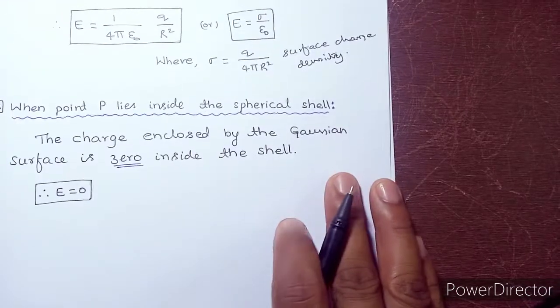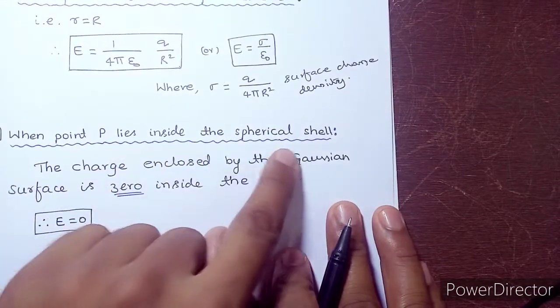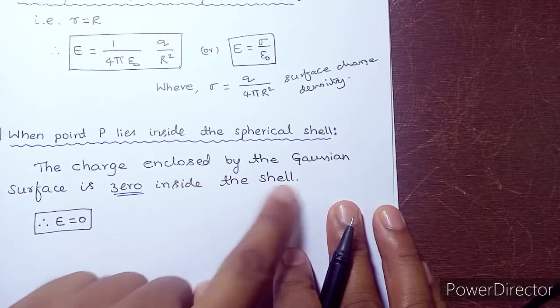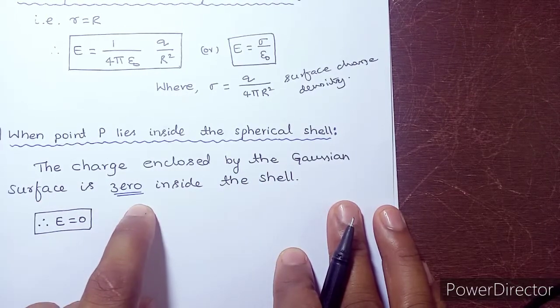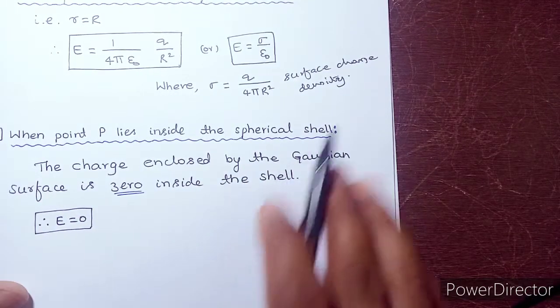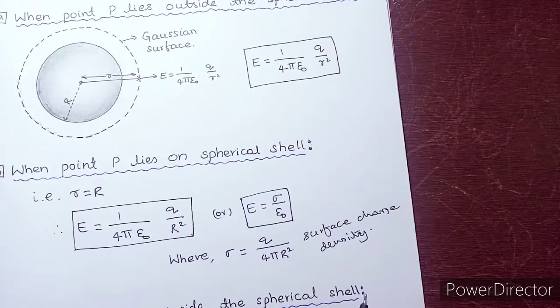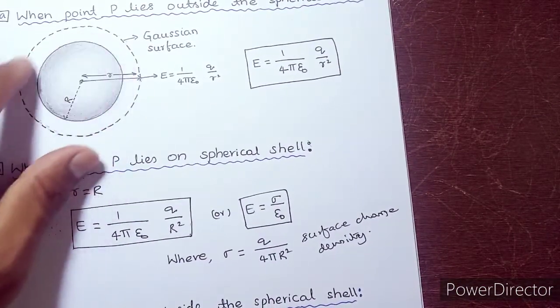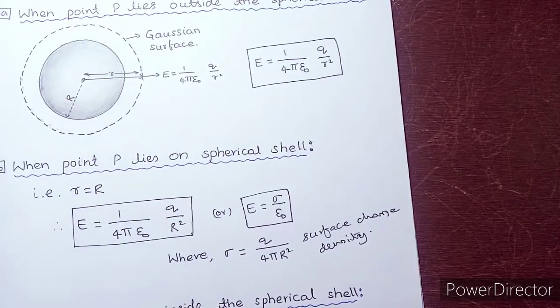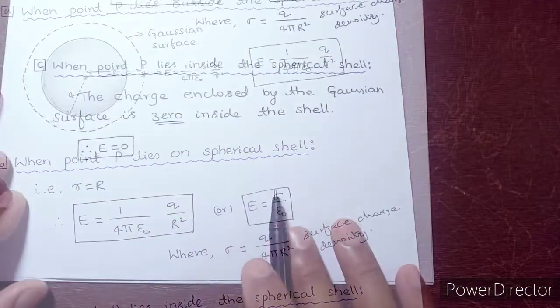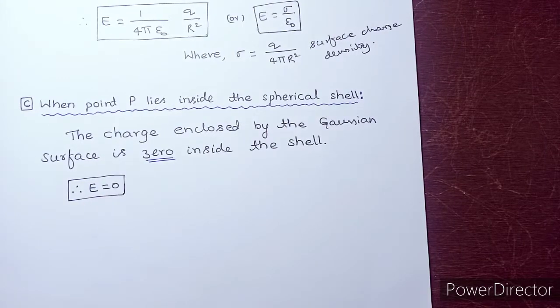Then when the point lies inside the spherical shell, the charge enclosed by the Gaussian surface is 0 inside the shell, because the charges are present on the surface of this spherical shell. So inside there will be no electric field. So this I am explaining, so you can make a note of it. These formulas are very important from a competitive exam point of view. That's why I'm explaining the main formulas here. The main thing that you have to do is make a note of all these important points.